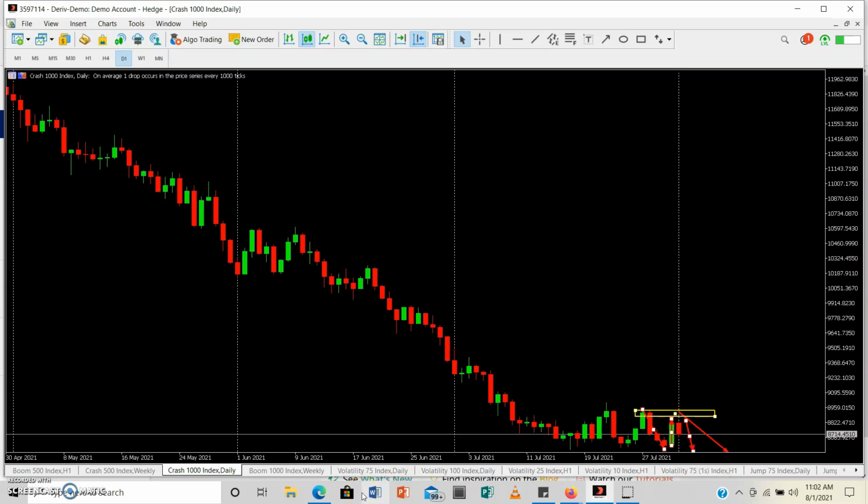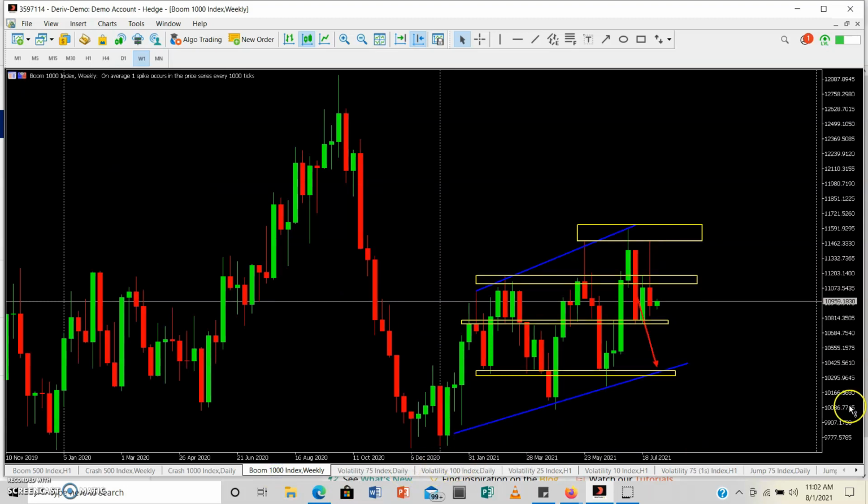And then lastly, we talked about Boom 1000. We predicted a sell from this point, but unfortunately we did not get it. This resistance zone was respected, this support zone was respected. Price bounced at this support zone, went all the way up to the major resistance zone, and then dropped again to our support level, right?